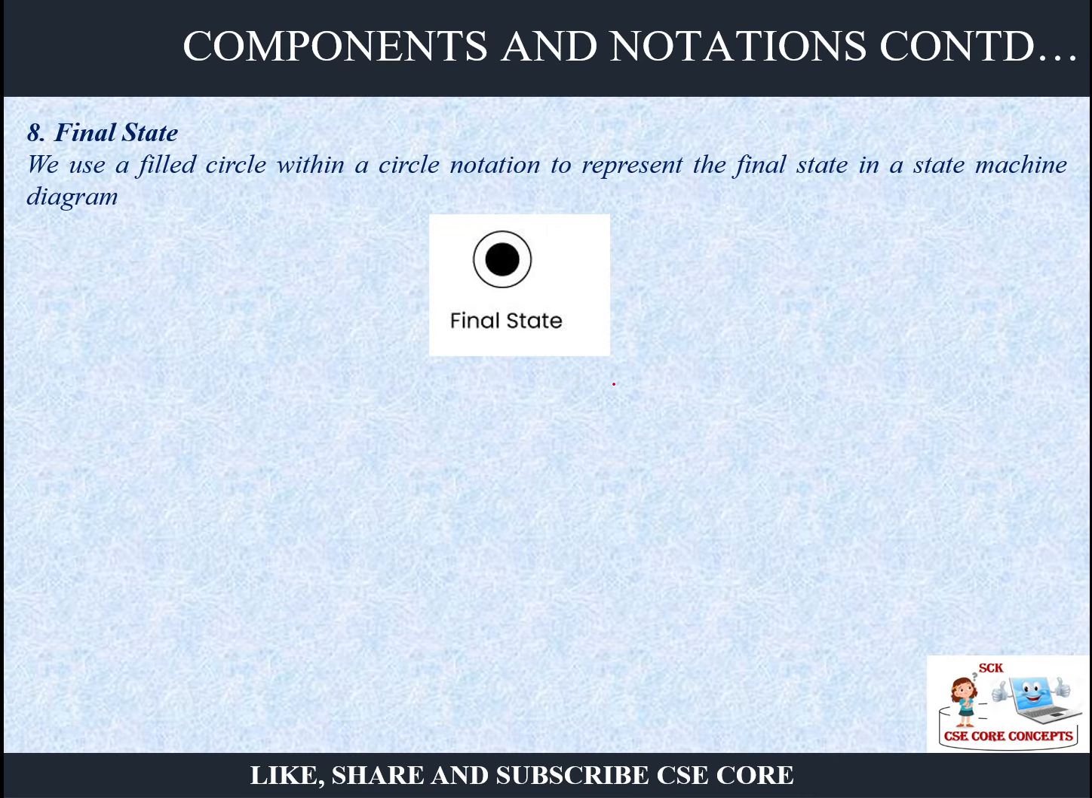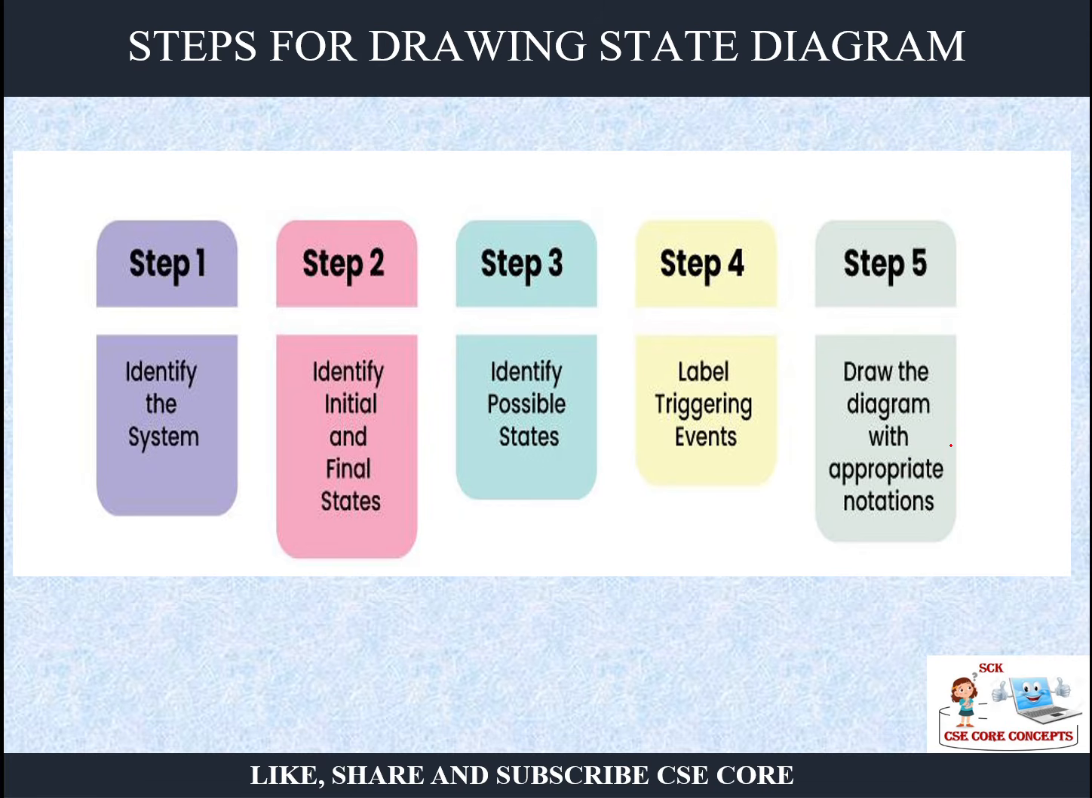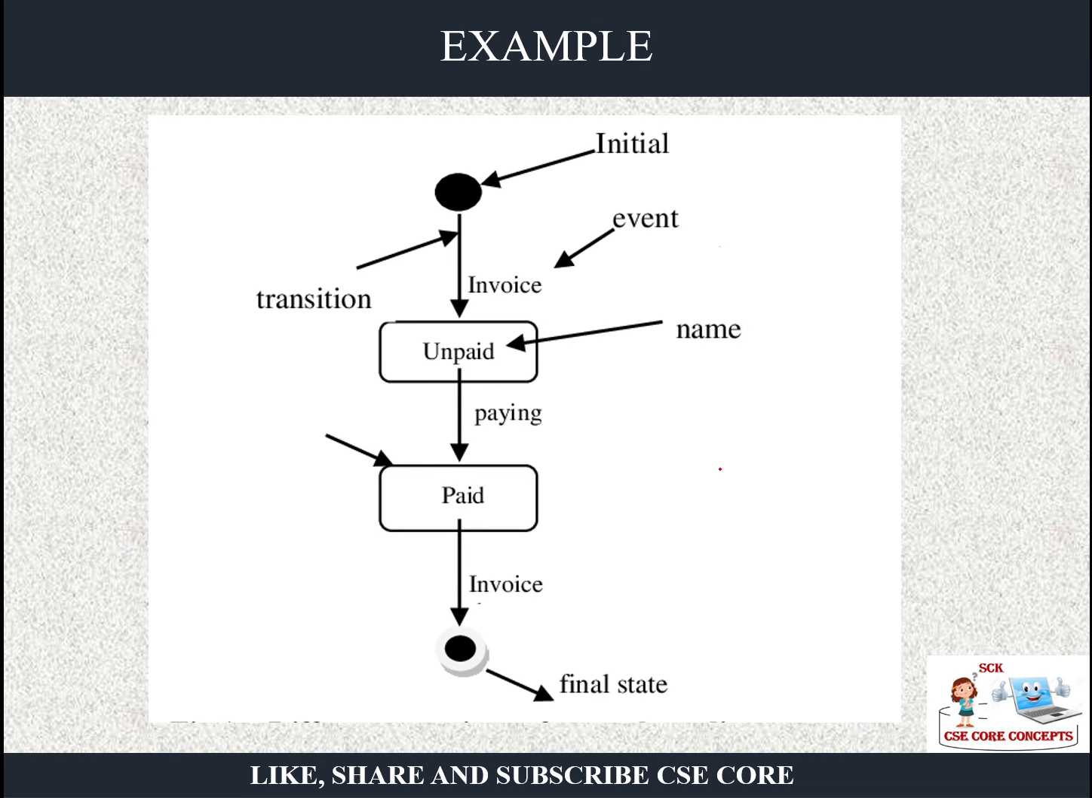Then finally you have the final state where there are two circles. The inner circle is a filled circle and you have an outer circle. So whenever you are told to draw a state diagram, the steps you have to follow: first, when you identify the system, you identify what is the initial state and what is the final state. Then you identify the possible intermediate states, and then, using the proper diagram and notations, you transit from one state to another, and you have to identify the events which cause the state to change from one to another. So let me show you one example.